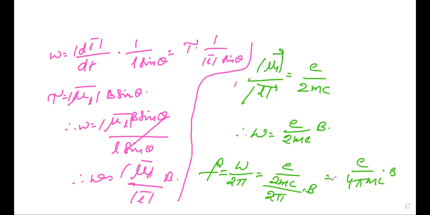In SI units, this frequency f can be written as f is equal to e by 4 pi m into B. So this theorem is of considerable importance in atomic structure, as it enables an easy calculation of f equal to e by 4 pi m, which is used for easy calculation of energy levels in the presence of an external magnetic field.